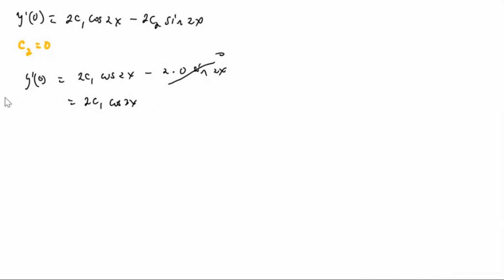Now we can just write that y prime of 0 is equal to 2c sub 1 of cosine 2x. We want to solve for c sub 1. So to solve for that, I will replace x now by 0. Therefore, 2c sub 1 of cosine 2 times 0 is 0. Then, taking the value of cosine 0, we know that cosine 0 is equal to 1. Therefore, we have 2c sub 1 times 1. Or we could say that y prime of 0 is equal to 2c sub 1.